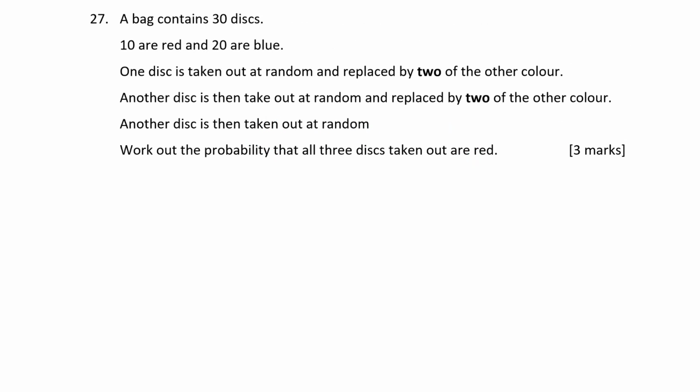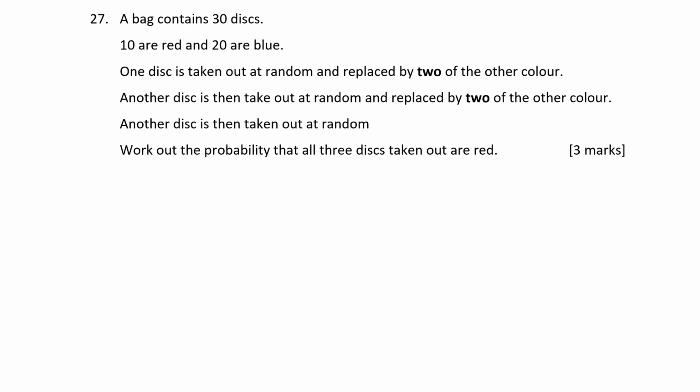Question 27. A bag contains 30 discs. 10 are red and 20 are blue. One disc is taken out at random and replaced by 2 of the other colour. Another disc is then taken out at random and replaced by 2 of the other colour. Another disc is then taken out at random. Oh, what a fun game. Work out the probability that all 3 discs taken out are red.